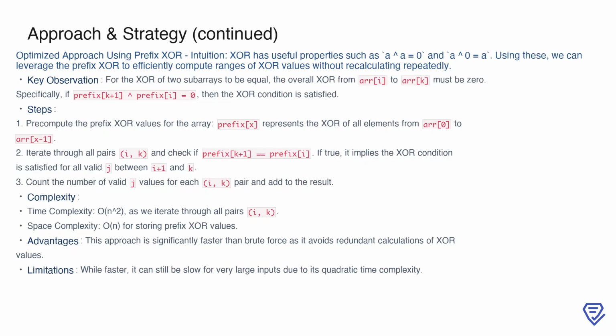Then, for each pair i, k, we check if the prefix XOR values satisfy the condition. If they do, it means all indices j between i+1 and k are valid, and we count these j values. This approach significantly reduces the time complexity to O(n^2), as we only iterate over all pairs i, k, instead of all triplets. While faster, the quadratic time complexity can still be limiting for very large inputs.